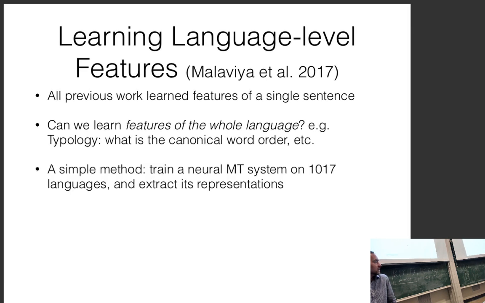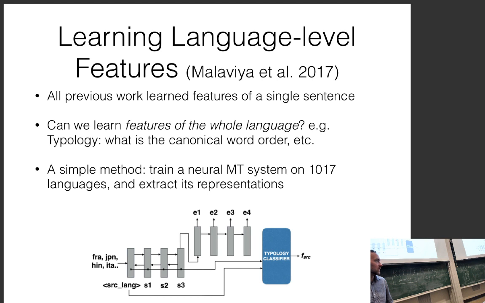But what we did was we trained a neural MT system on 1,000 languages, and we have an embedding for each of the languages that we feed into the neural MT system. And the hope is that when the neural MT system learns these embeddings well, it will be able to do better on the MT task, which we can then use to train a typology classifier that predicts these discrete features of the language.